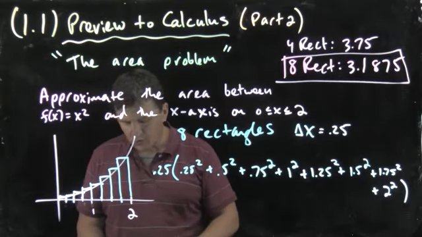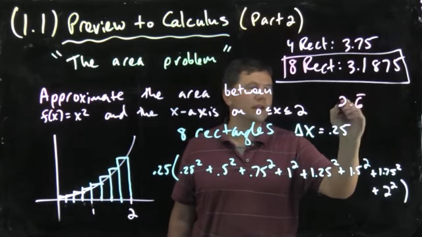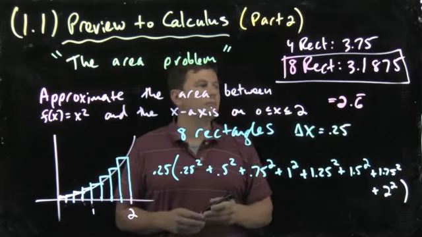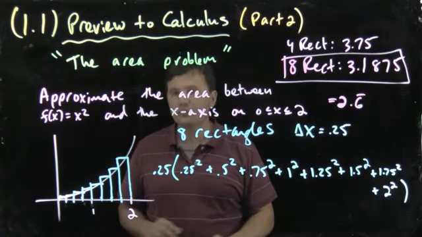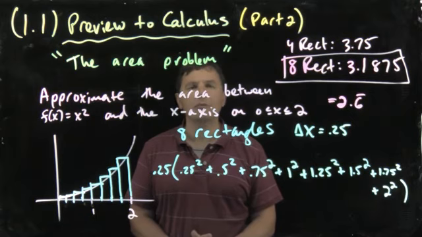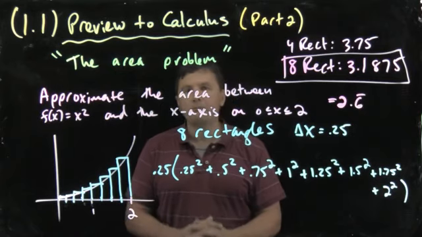And then, of course, throughout the course, we'll figure out the exact is actually 2.6 repeating. So these aren't great approximations, but if you used more rectangles, you would get better approximations. So that is our preview. Our two big problems, the tangent line problem and the area problem. Really, when it comes down to it, calculus falls into one of those two categories. Those are the big ideas.